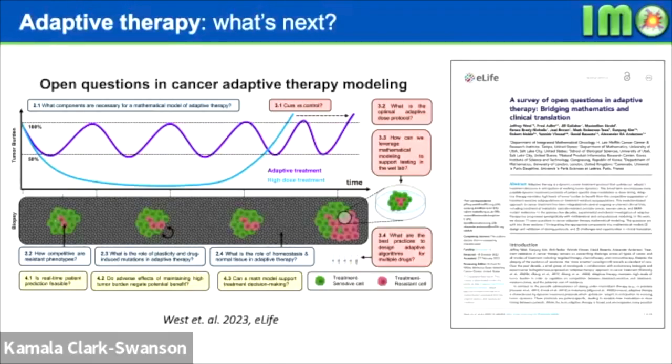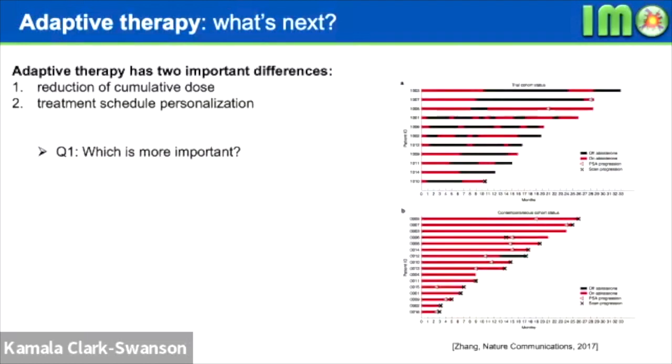So we recently published this paper in eLife that describes some open questions in math models of adaptive therapy. And many of the authors of that paper are in this room, and I encourage you to read it. And it represents somewhat of a consensus statement of where we might go and what questions we might answer with these models in the near future. One of those questions that's really important to me is determining the optimal adaptive treatment scheduling protocol.